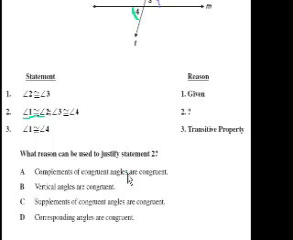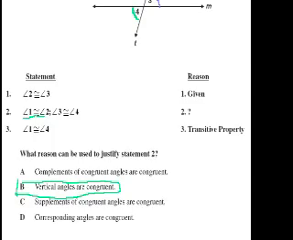Complements of congruent angles are congruent. Complements. Vertical angles are congruent. I think that's what they call opposite angles. Vertical angles. I think that's what they mean by opposite angles. Supplements of congruent angles are congruent. That's not true. Corresponding angles are congruent. These aren't corresponding. I think this is what they mean by vertical angles. Complements of congruent angles are congruent. You know what? I'm going to look this up with you on Wikipedia.